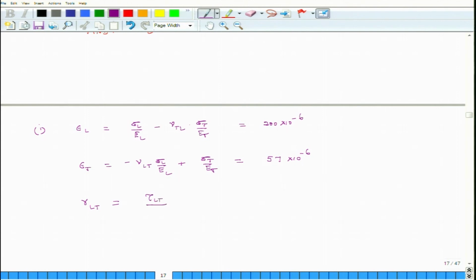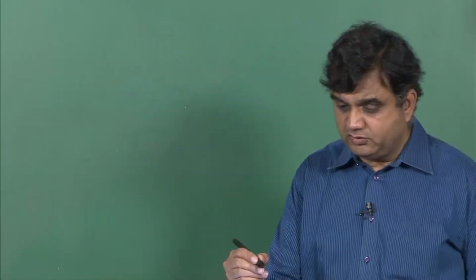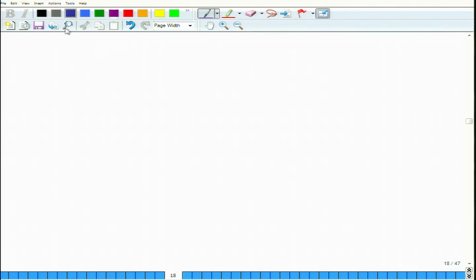and finally the shear strain is tau LT over GLT, and that works out to be 833 microstrains. So, these are the strains. This is how we calculate strains in a specially orthotropic lamina. Next, we will move to the generally orthotropic lamina.